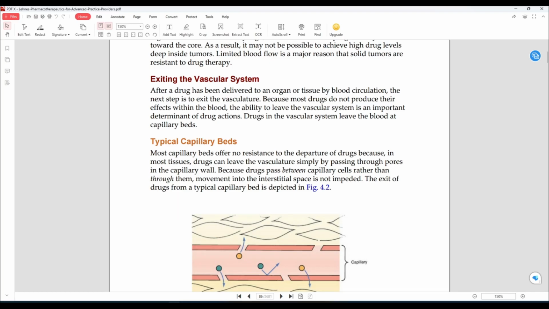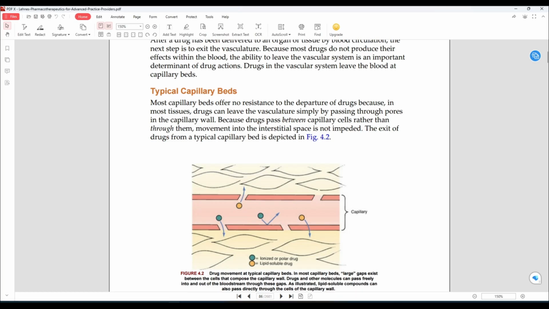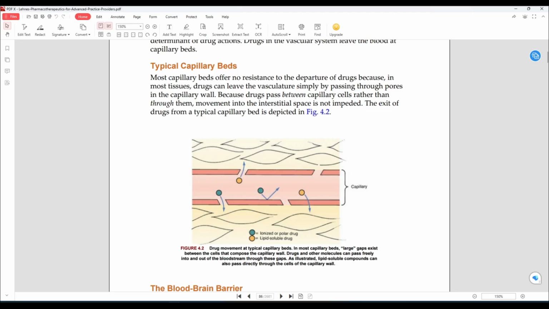Exiting the vascular system. After a drug has been delivered to an organ or tissue by blood circulation, the next step is to exit the vasculature. Because most drugs do not produce their effect within the blood, the ability to leave the vascular system is an important determining factor of the drug's action. Drugs in the vascular system leave the blood at capillary beds.